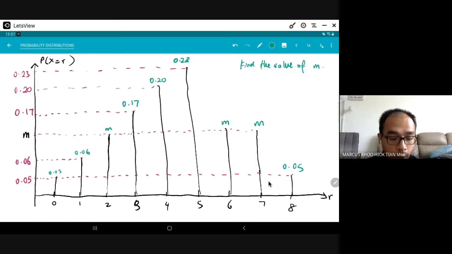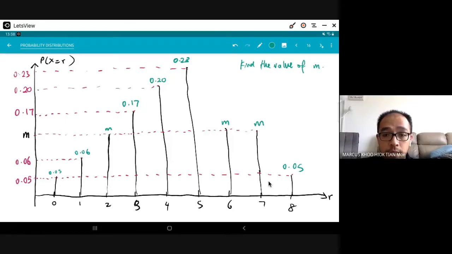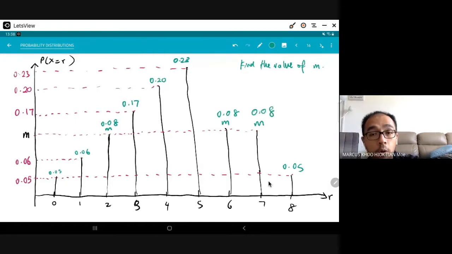So we know that when we add all this together, 0.05 plus 0.06 plus m plus 0.17 plus 0.2 plus 0.23 plus m plus 0.05, the whole total must be equal to 1. Okay, can you find the value of m for me, please? The answer is 0.08. So the whole total must be equal to 1.